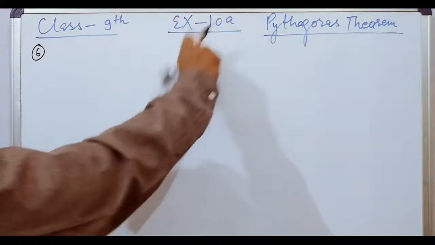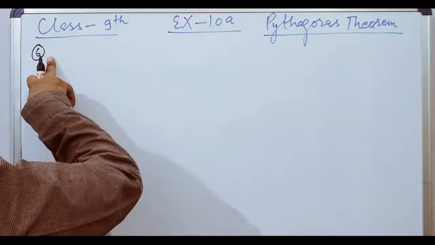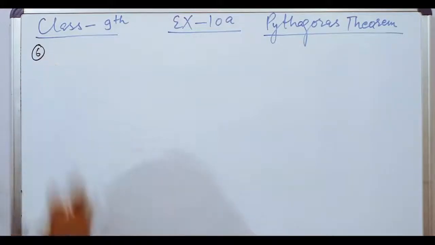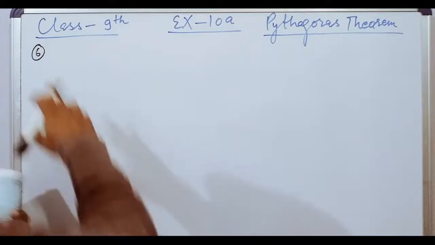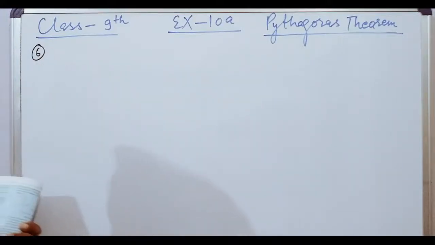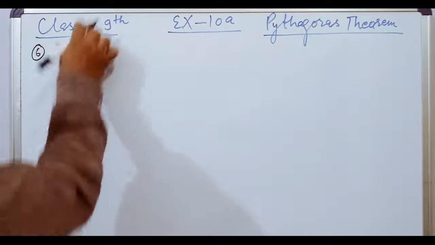Teach you exercise 10a from question number 6. In my previous video, I taught you till question number 6. Now question number 6. Triangle ABC is a right angle triangle. Angle ABC is 90 degrees. We will make this figure.